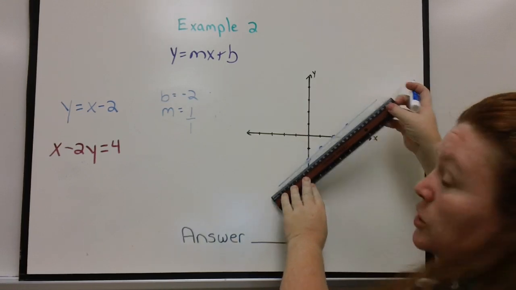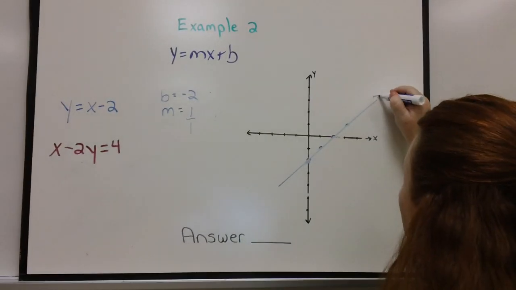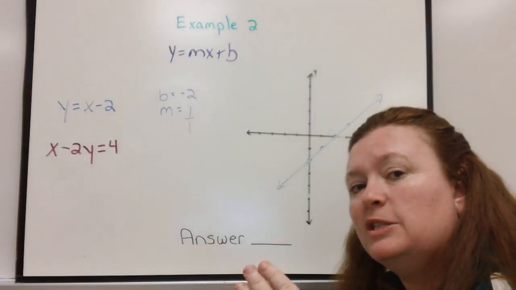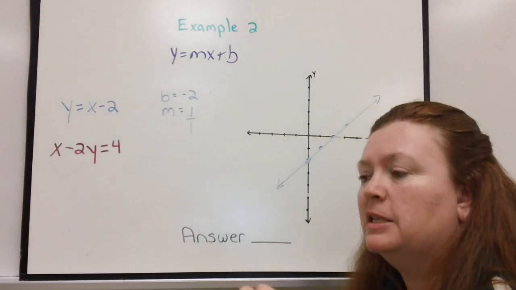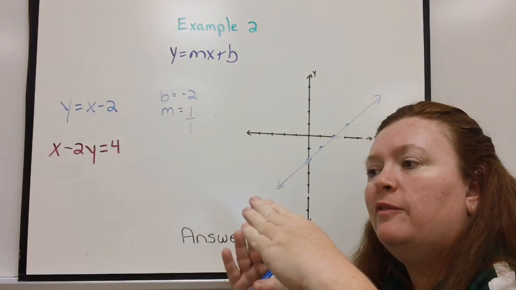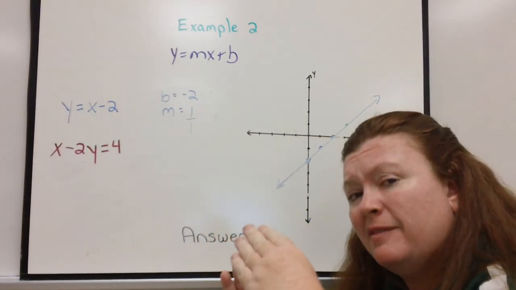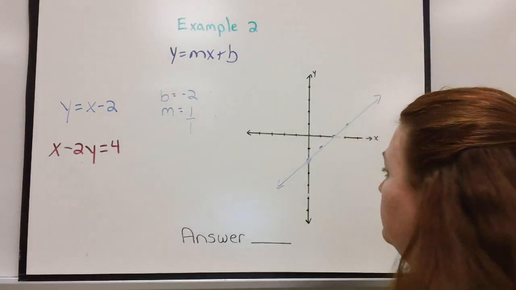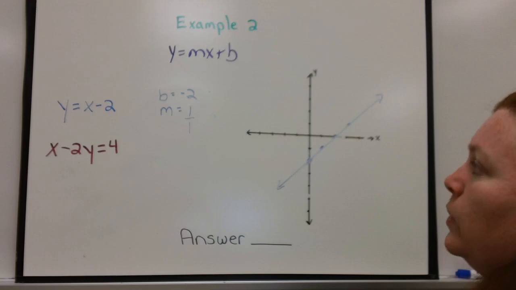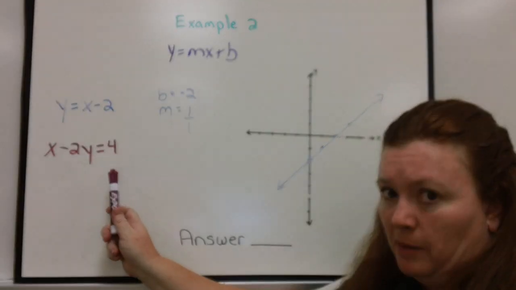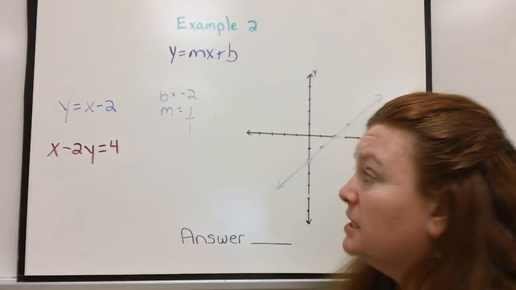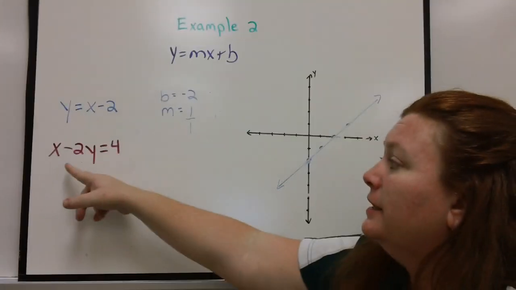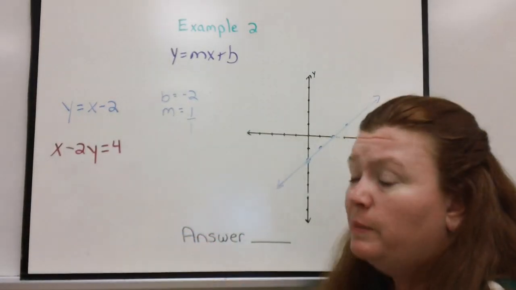Please make sure to extend your line as much as you can, because remember, we're looking for where these two equations or lines intersect. So if we don't have them connected, we sometimes have to just extend it a little further so we can find that point of intersection. All right, the second equation has a problem. It is not in y equals mx plus b form. This is standard form, not slope-intercept form.